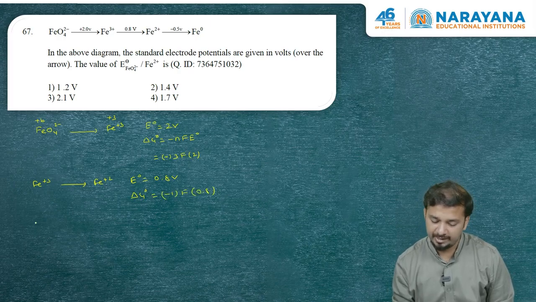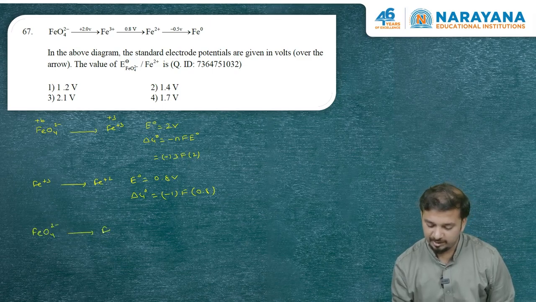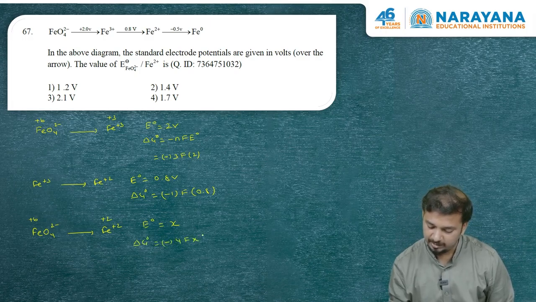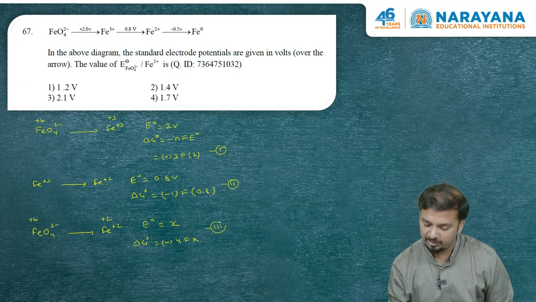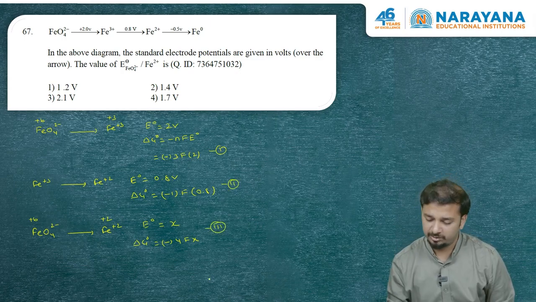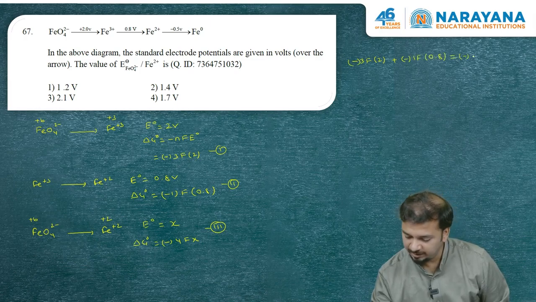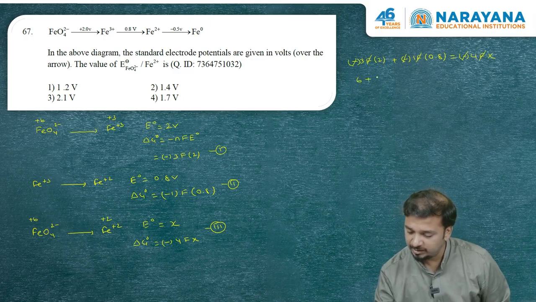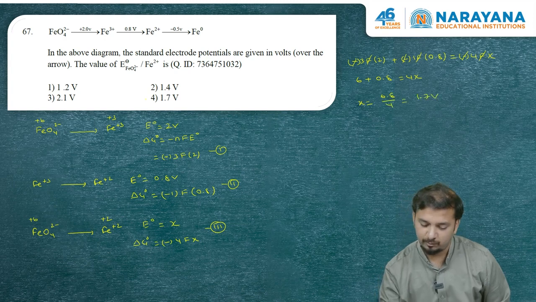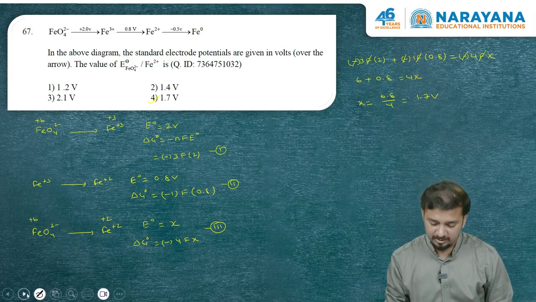And they're asking for FeO4 2 negative to Fe plus 2. So we can write FeO4 2 negative is becoming Fe plus 2. This is in plus 6 oxidation state, this is in plus 2. E naught is not given, E naught we have to find. So let's say it is X. Delta G naught will be equal to minus of 4F into X. Now let's say this is equation 1, this is equation 2 and this is equation 3. So we can see that equation 1 plus equation 2 will give equation 3. So we'll write minus 3F into 2 plus minus 1F into 0.8, that will be equal to minus 4F into X. So negative, negative, negative is cancelled out. F is cancelled out. So we'll get 6 plus 0.8, that is equal to 4X. So X will be equal to 6.8 divided by 4, which is equal to 1.7 volt. So the correct answer for this question is option 4, that is 1.7 volt.